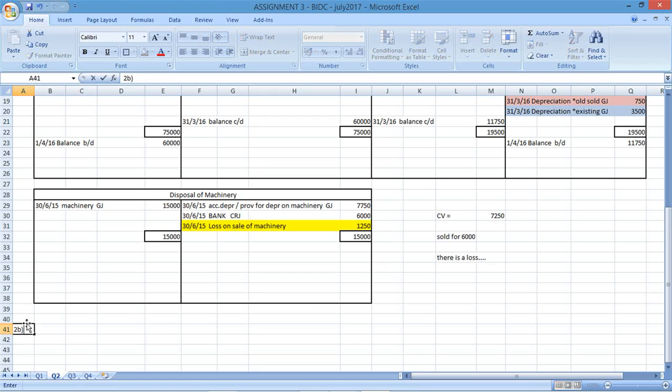B. 2B. 2B says, prepare an extract from Sam's statement of financial position as at 31st March 2016 to show how the machinery would appear. Great, that's nice and straightforward.